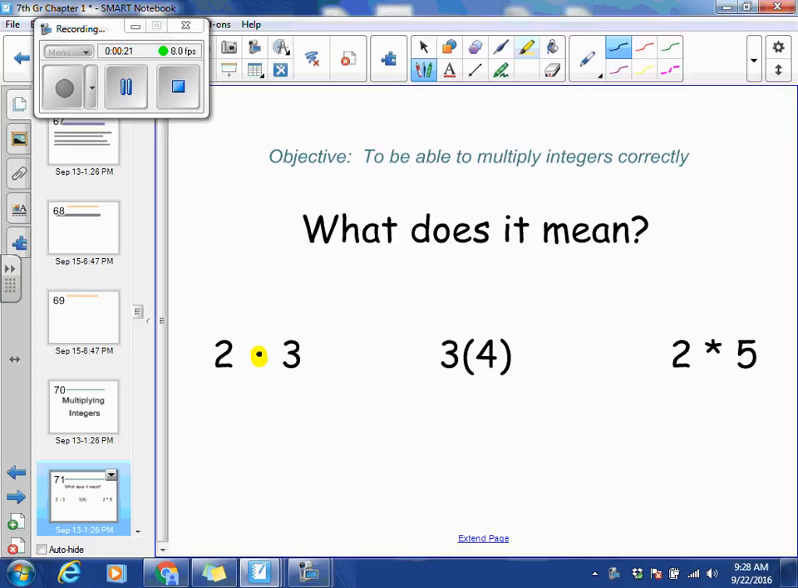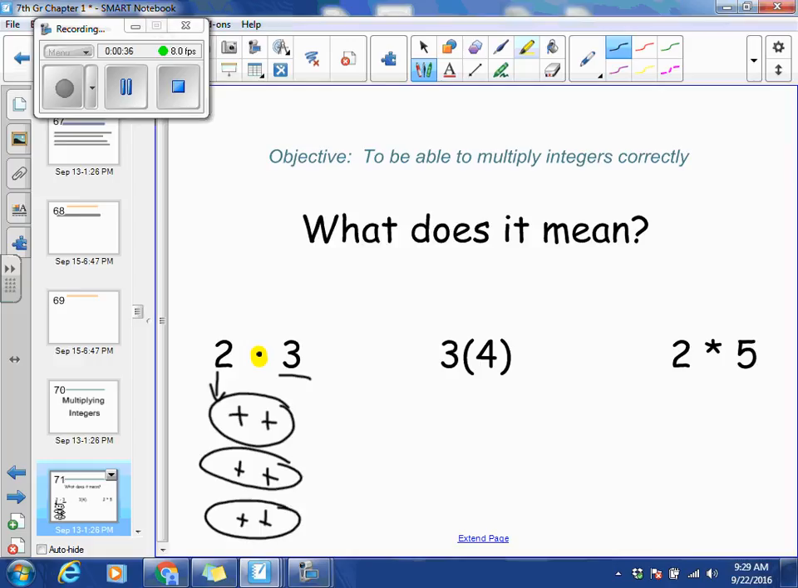So what it means is that you have the first thing, you have 2 positives. And how many times do you have 2 positives? You have 3 sets of 2 positives. Okay, so in other words, you have 6 positives. So 2 times 3 is 6.